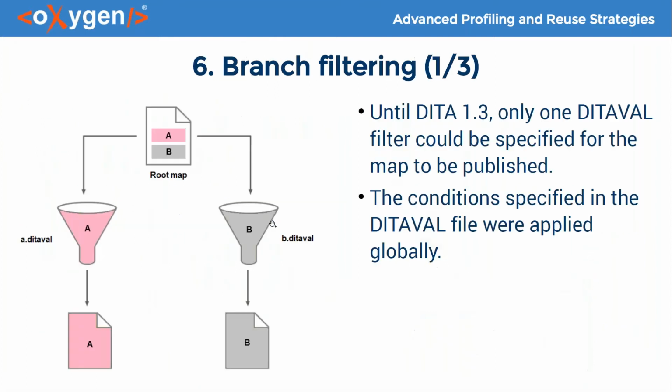Our last topic for today is the branch filtering mechanism. But before talking about branch filtering, let's remind ourselves what we already know. So right now we know that when publishing a map, we can apply one DITA filter, and the conditions from the DITA filter will be applied globally. So if we have a map with topics, and the topics and the map have content and references that are profiled for A and B, when we apply the filter for A, in the output we get only the content for A. And similarly, when applying the filter for B, we get the content for B. So this is what we knew until now.